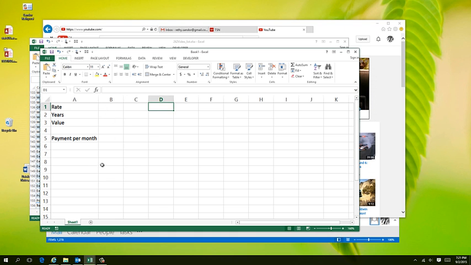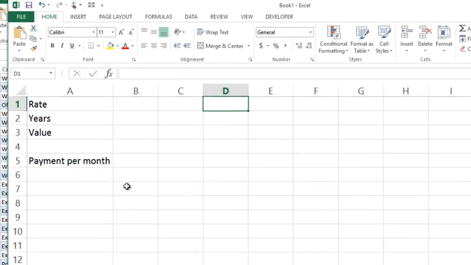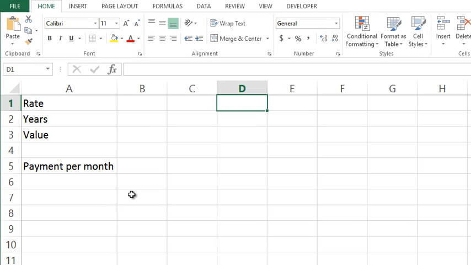Going to talk about kind of a handy function that you have in Excel called PMT. And it's used to calculate a payment on a loan that has a set interest rate over a set amount of time. And so what I've done here is I've created a really basic spreadsheet.